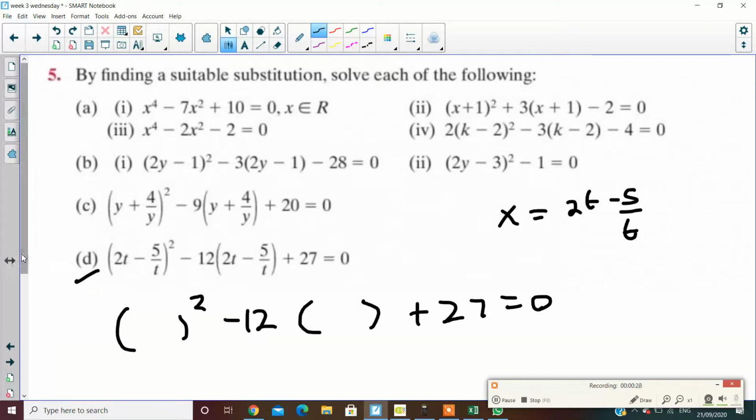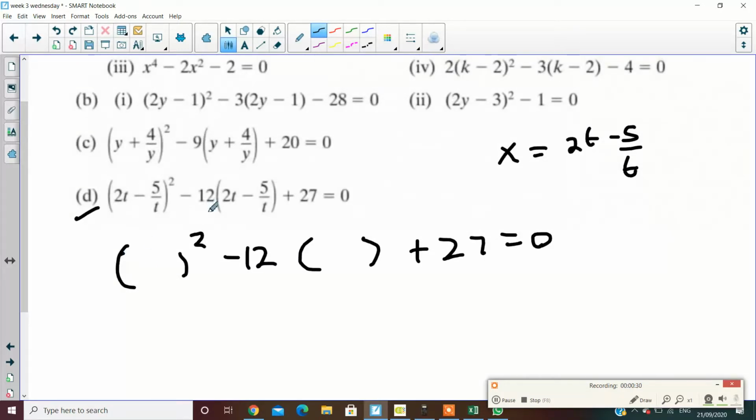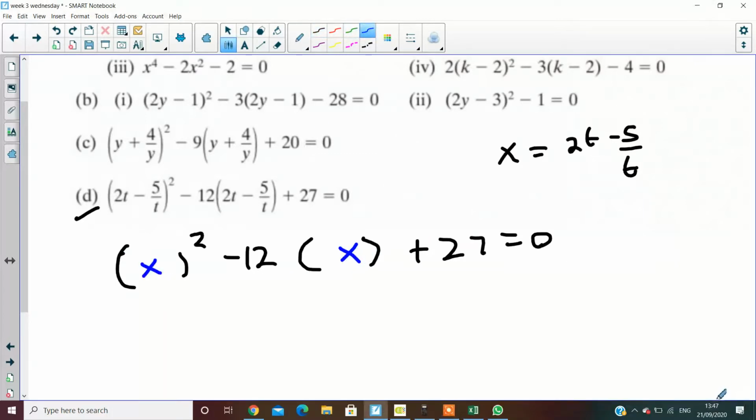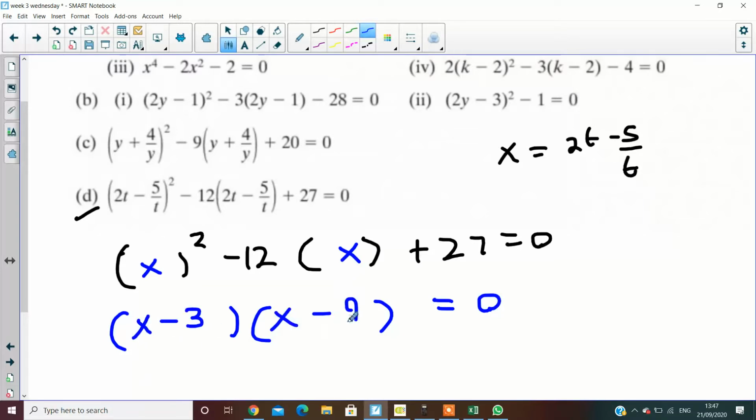You guys would have done something like this at junior cert level, okay? So now inside here I have x squared minus 12x plus 27. Two numbers that multiply to give me 27, but add to give me minus 12. Any choices? Minus 3 and minus 9. Is that okay with you guys? Then we get x equals 3 and x equals 9.